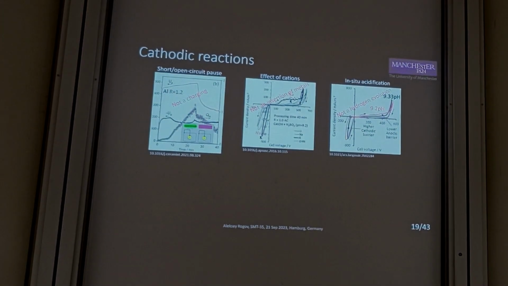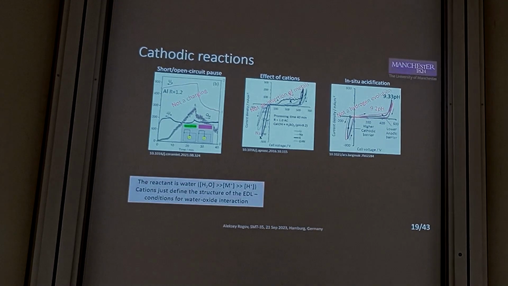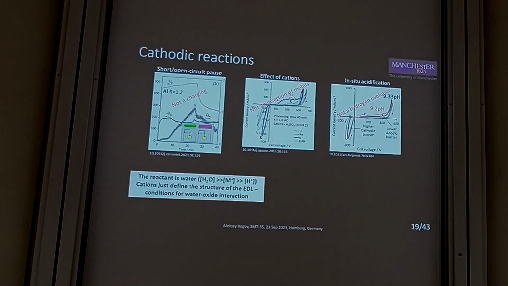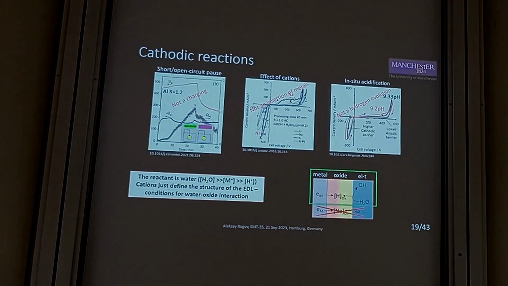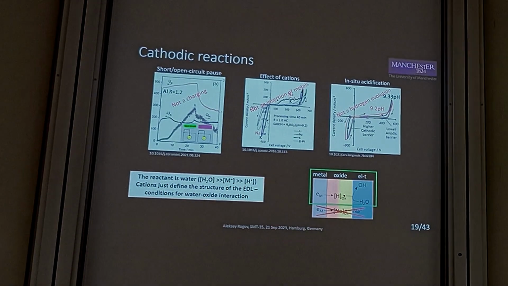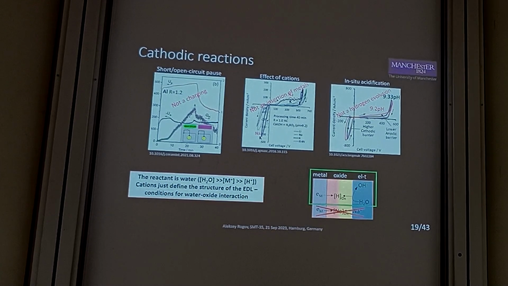This is a relatively busy slide, and the main idea here is that the reactant in the cathodic reaction is the water. However, the cationic composition of the electrolyte is important to create a specific structure of the electric double layer, which affects the interaction between oxide and water. So the only possible reaction which may be responsible for the cathodically induced effects is the insertion of hydrogen into the film.